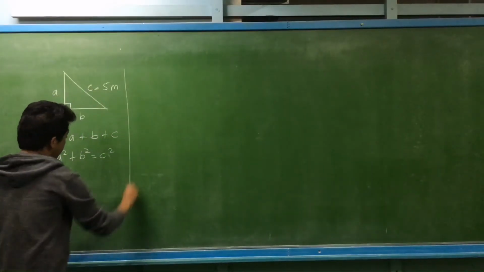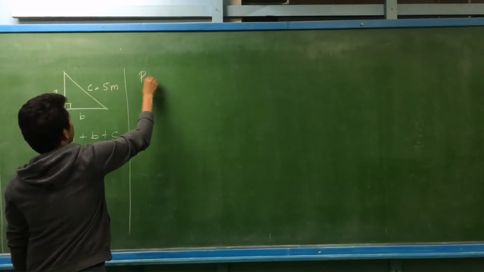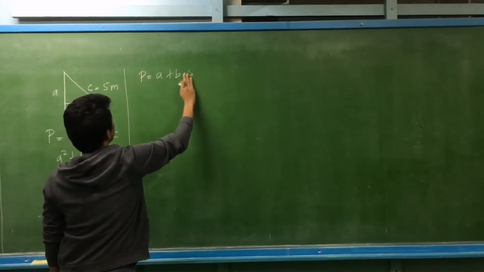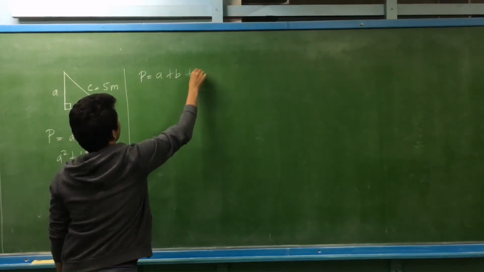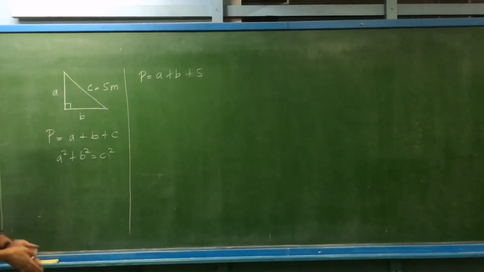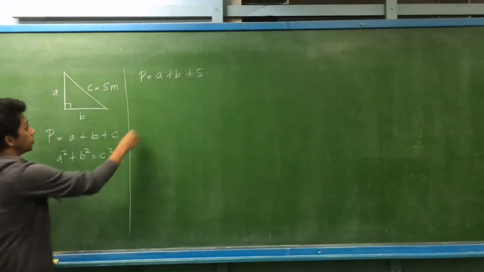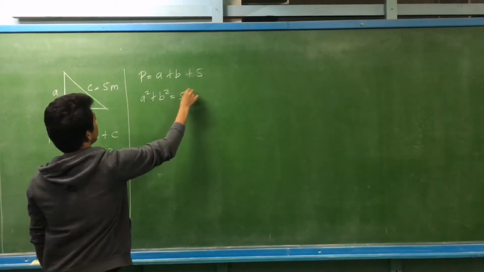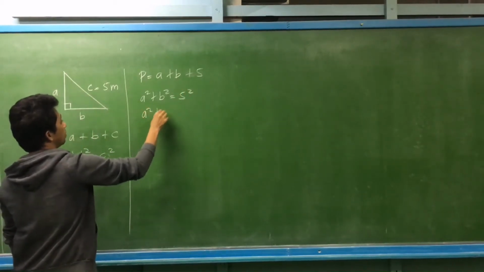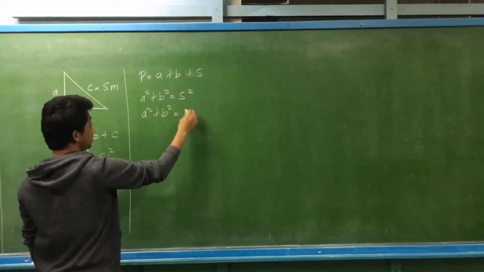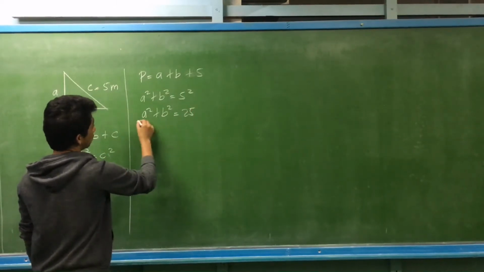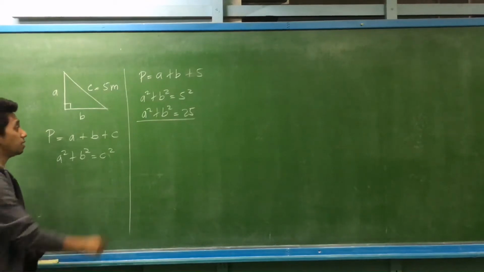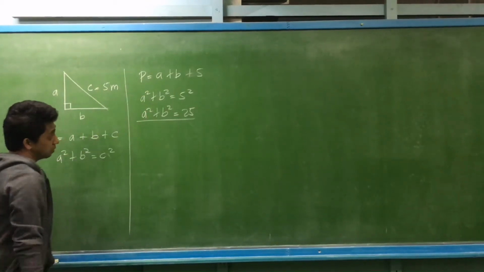Okay, so we have the equations. The perimeter is equal to side A plus side B, and we have side C, plus 5. That is our perimeter. Then the Pythagorean theorem: A squared plus B squared is equal to 5 squared, or A squared plus B squared is equal to 25. So pwede kong umpisahan dito. Yes, pwede naman. Actually, kahit sino sa kanila, I think pwede natin unahin.